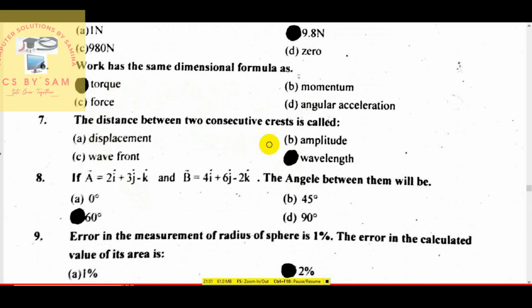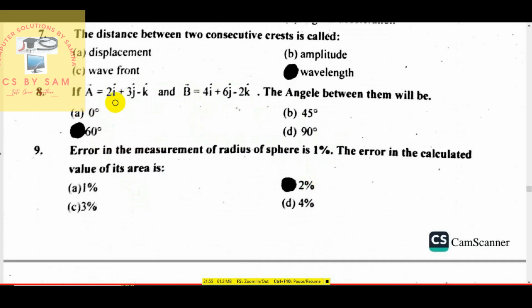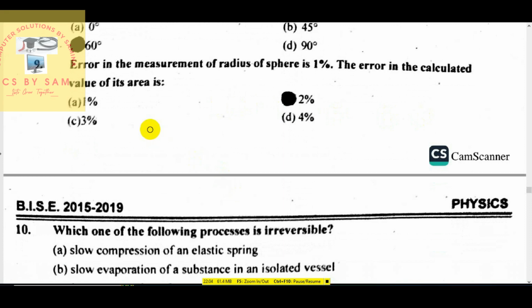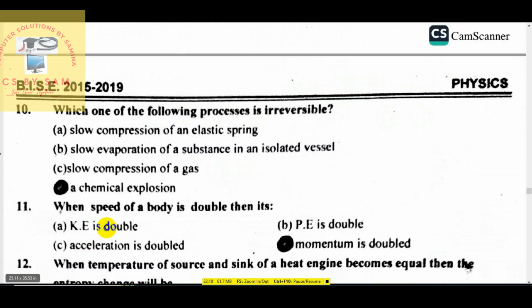The distance between two consecutive crests is called the wavelength. If A is equal to 2i plus 3j minus k and B is equal to 4i plus 6j minus 2k, the angle between them will be 60. Error in the measurement of the radius of the sphere is 1%. The error in the calculated value of its area is 2%.